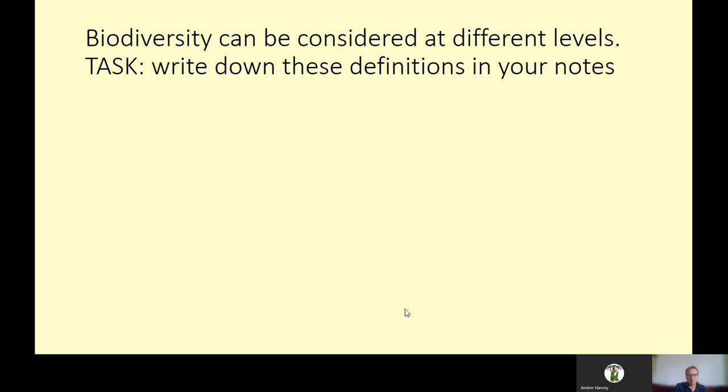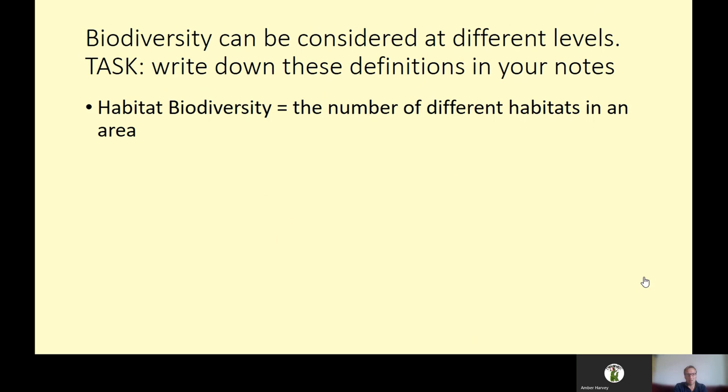The first of these is habitat biodiversity, and that tells us about the number of different habitats that we have in an area. So if you think about an ecosystem, think about a set area, for example, a rainforest. Within that rainforest, there are going to be various habitats that exist within there. There'll be areas within the upper canopy of the trees. There will be the leaf litter. There will be maybe some of the streams, the rivers, that kind of thing. So loads of different areas. And the habitat biodiversity is the number of those different habitats.